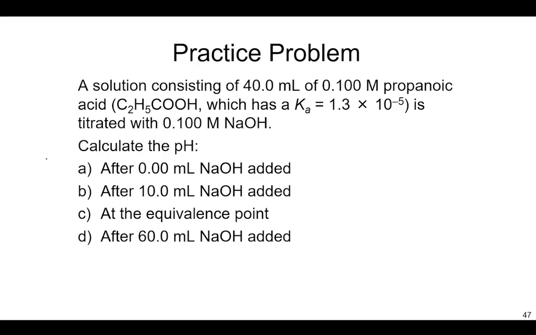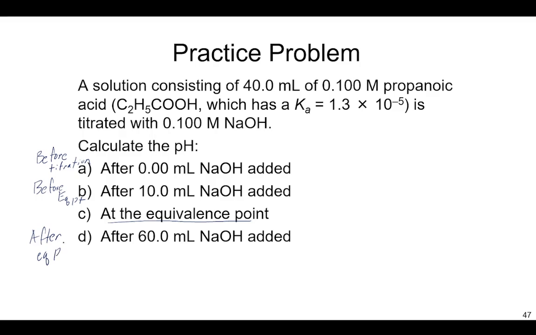yourself first. This practice problem demonstrates the four different types of problems you could be expected to solve in a weak, strong titration. That corresponds to the four different regions of a titration: before the titration even begins, part A. After the titration begins, but before the equivalence point, part B, part C at the equivalence point, and part D after the equivalence point.